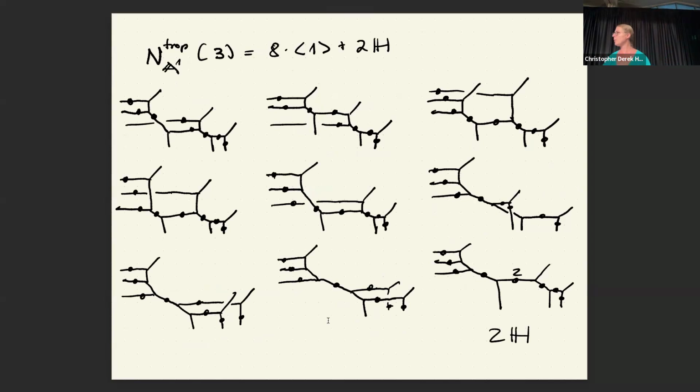Here's my favorite example again, the count of tropical rational cubics through 8 points. All of those will have multiplicity just bracket 1. And this guy has multiplicity 2h. H, the hyperbolic form, the 1, 0, 0, -1 matrix. And so the whole arithmetic count of cubics is 8 times 1 plus 2 times the hyperbolic form.